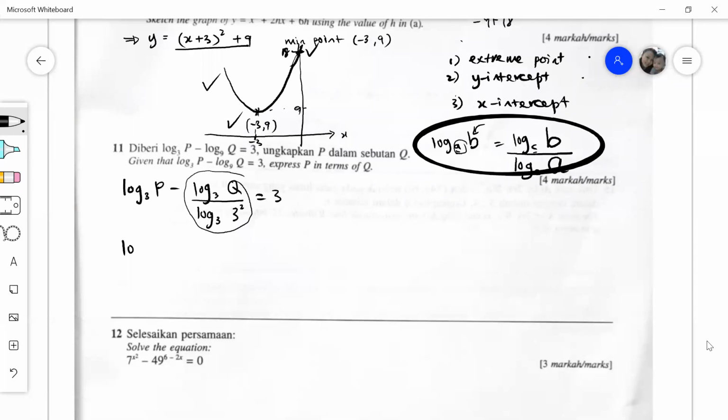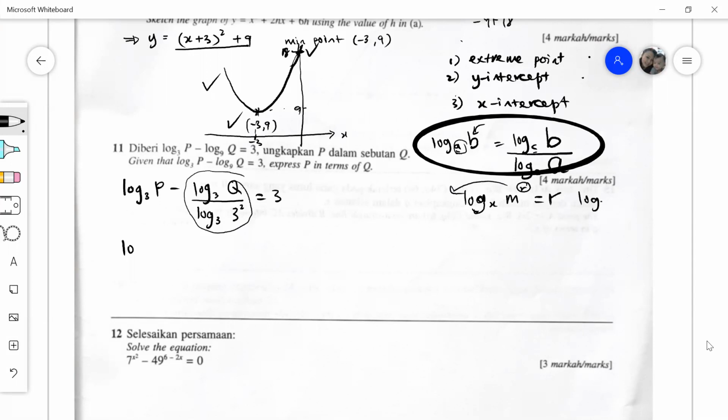Right. So this is what I did. I want everything to be in base 3. So I introduced log base 3 of Q over log base 3 of 9. And because I know the relationship between 9 and base 3, 9 is actually 3 squared, so I write like this. And then remember the law of indices. Log base A of A equals 1. Log base X of M to the power R, then bring the R to the front.